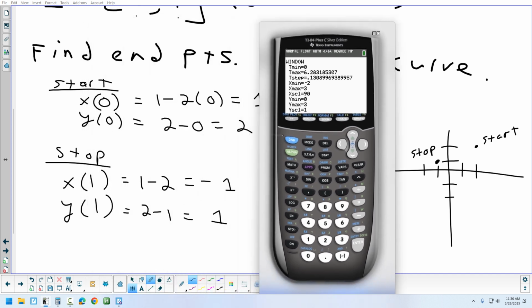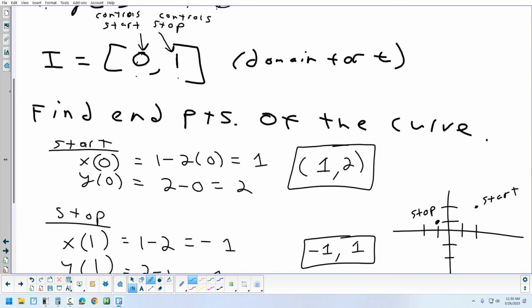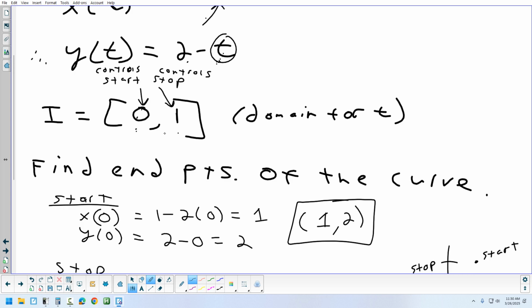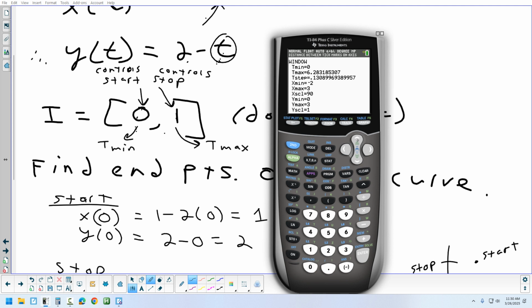Now, there's also a spot to type in your interval. This first one was the lowest t value. Right? 0 was the lowest value. We call that minimum. That's t minimum. This number is the highest value you're allowed to plug in. It's the maximum. So there's a spot in the window for that minimum and maximum. So 0 to 1.